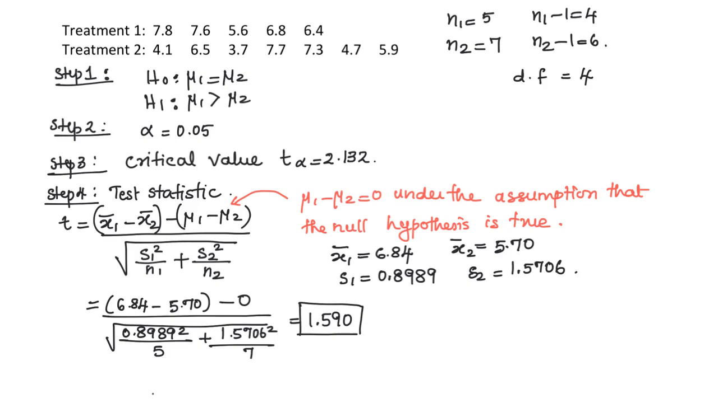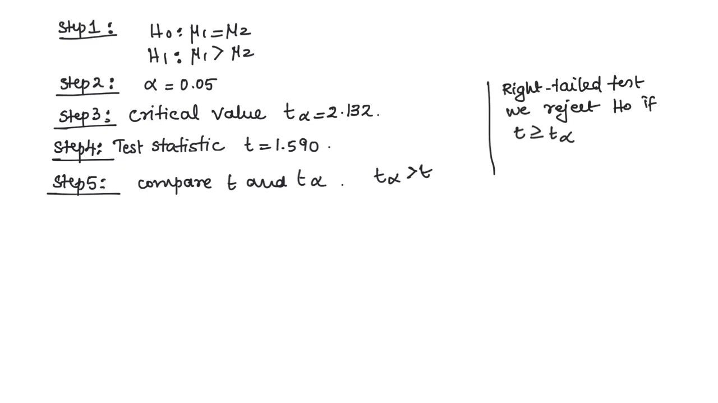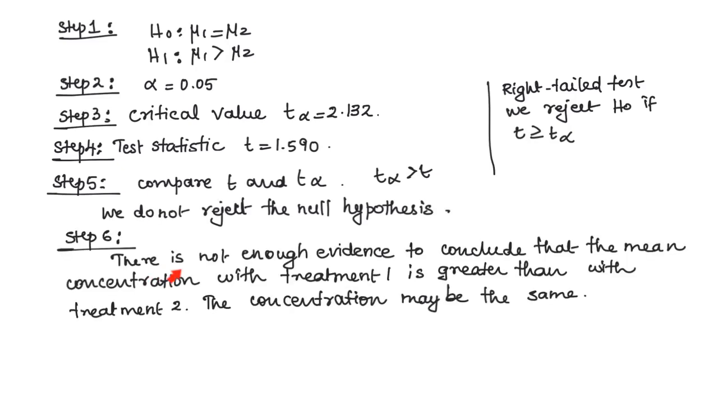Now determine whether to reject the null hypothesis. Step 5, compare t and t alpha. So t alpha is greater than t. In a right-tailed test, we reject the null hypothesis if t is greater than or equal to t alpha. Here t alpha is greater than t, so we do not reject the null hypothesis. Now we can state a conclusion. There is not enough evidence to conclude that the mean concentration with treatment 1 is greater than with treatment 2. The concentration may be the same.